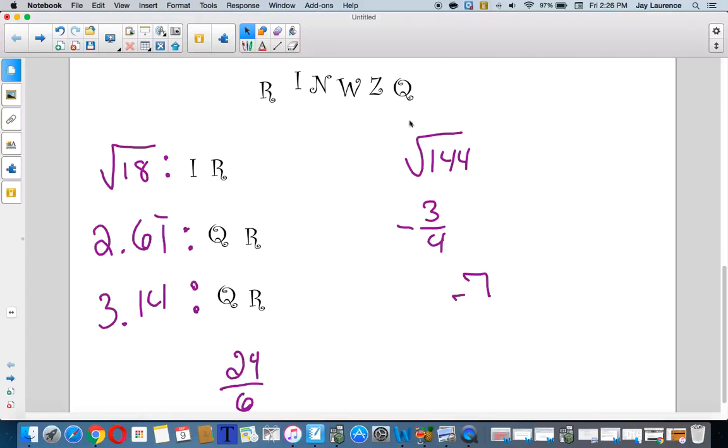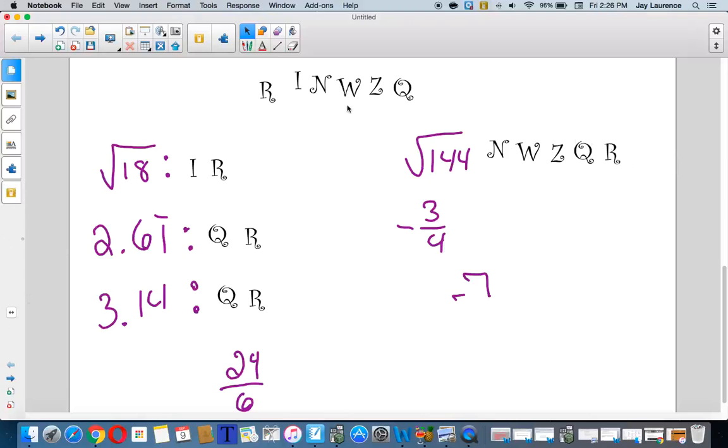All right, square root of 144. Oh, I know that. That's 12. 12 is a natural number. It's also a whole number. It's an integer number. It's a rational number. And of course, it's a real number. Did you notice I skipped the irrationals? Yeah, I did. You can't have a number that's rational and irrational at the same time.